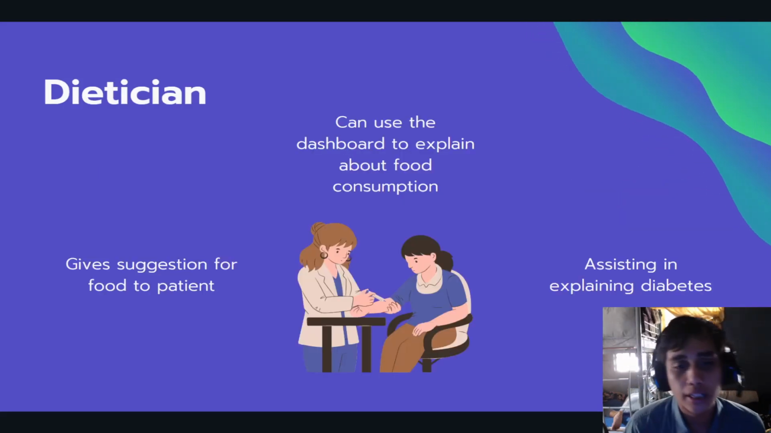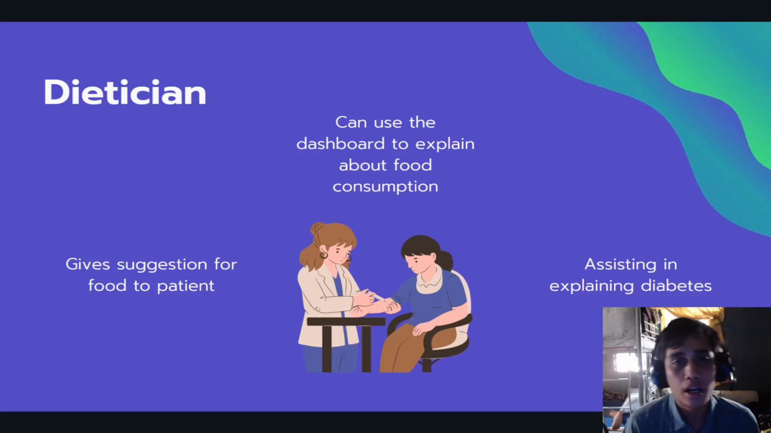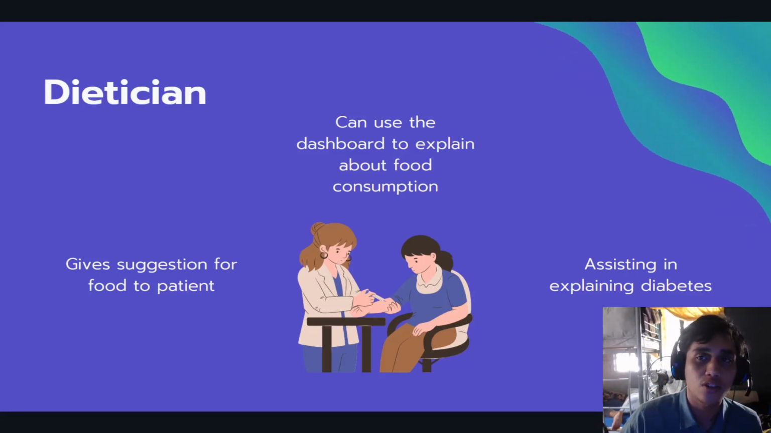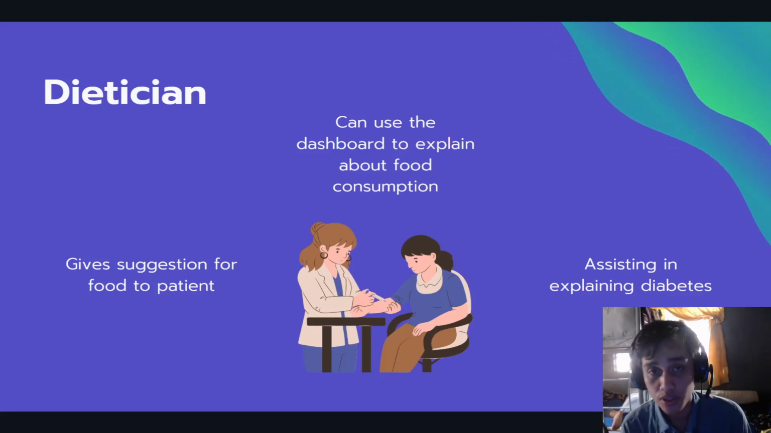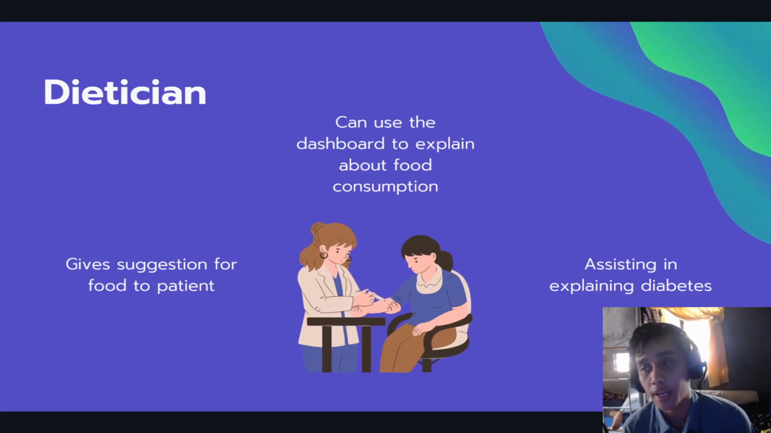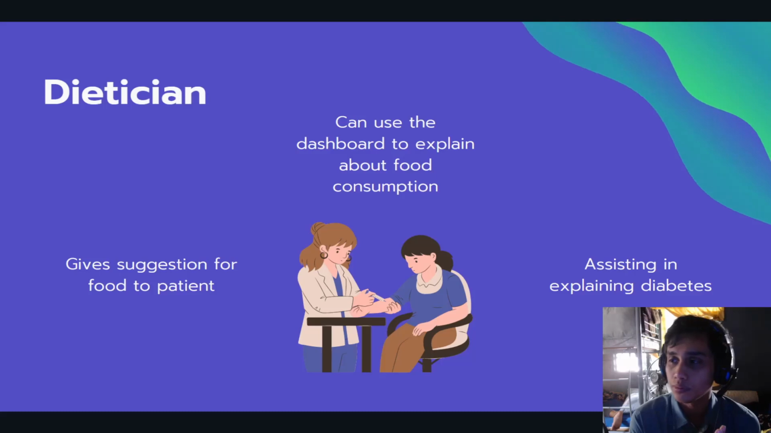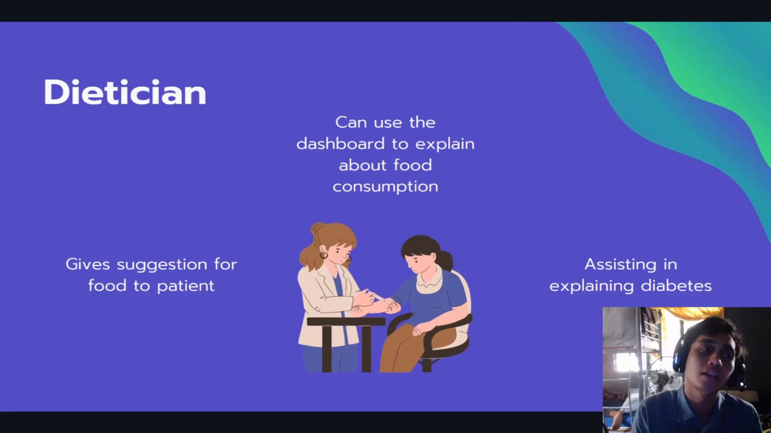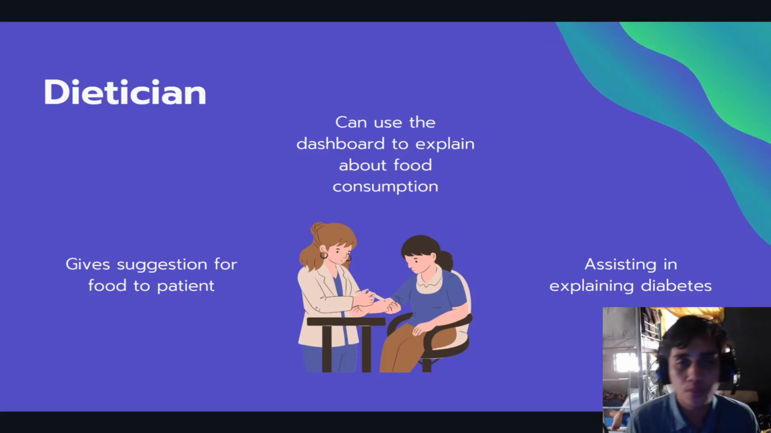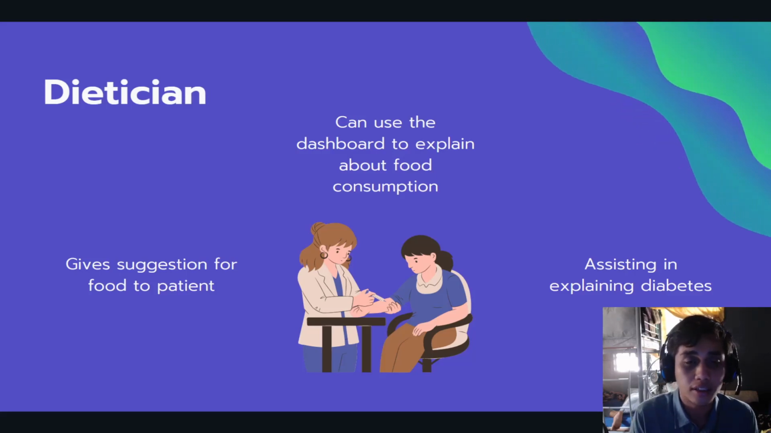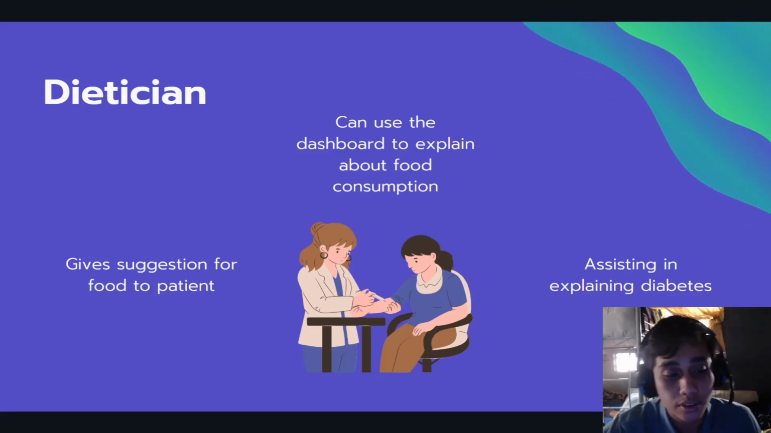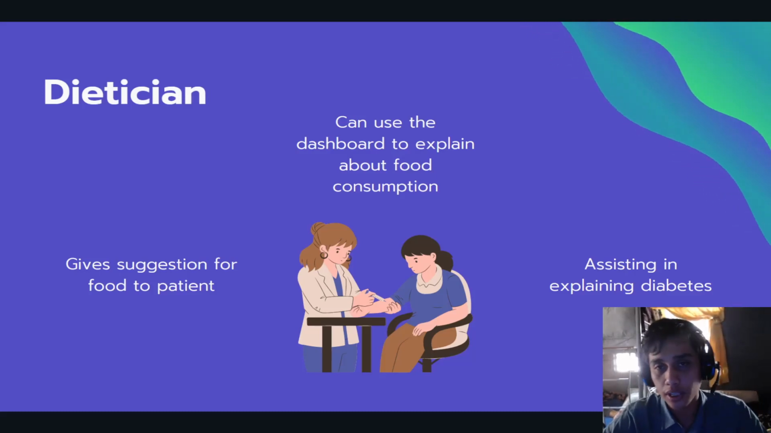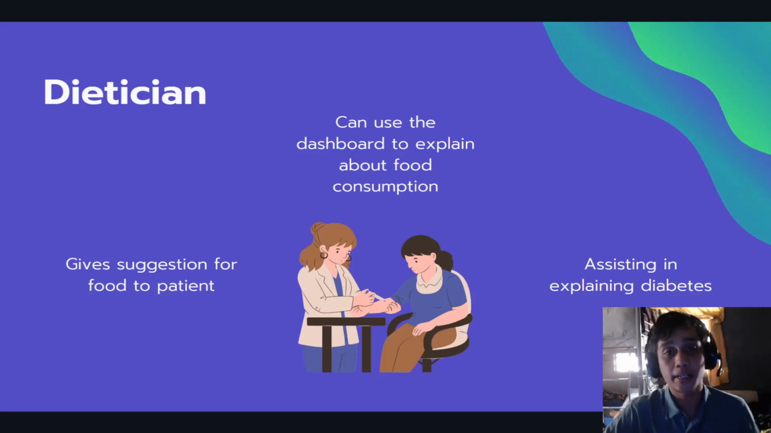Next we have the dietitian. The dietitian can use the dashboard to explain more about food consumption. So let's say they have a patient that has diabetes. They can just use this dashboard to explain food consumption, and then they can give food suggestions to the patient. Instead of giving options to the patient little by little, they can just give this dashboard, and the dashboard can help give suggestions for food. And the third one is assisting in explaining diabetes. This dashboard covers everything, so it can help in explaining diabetes as well.